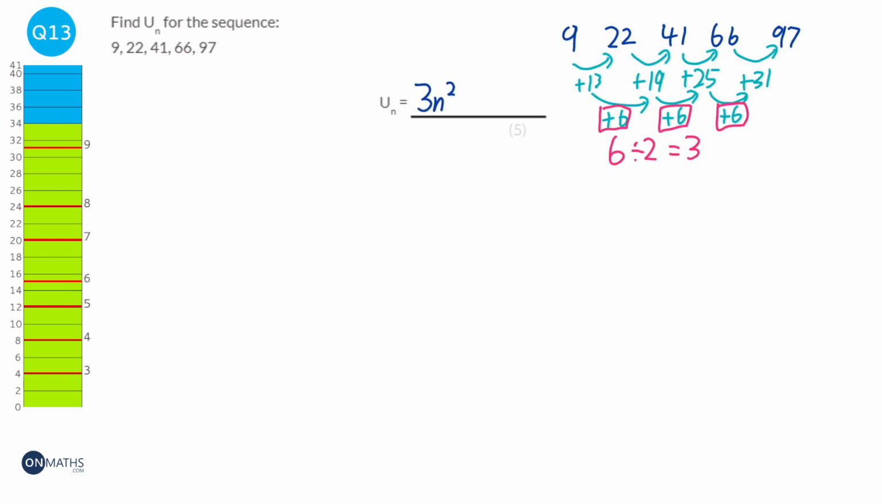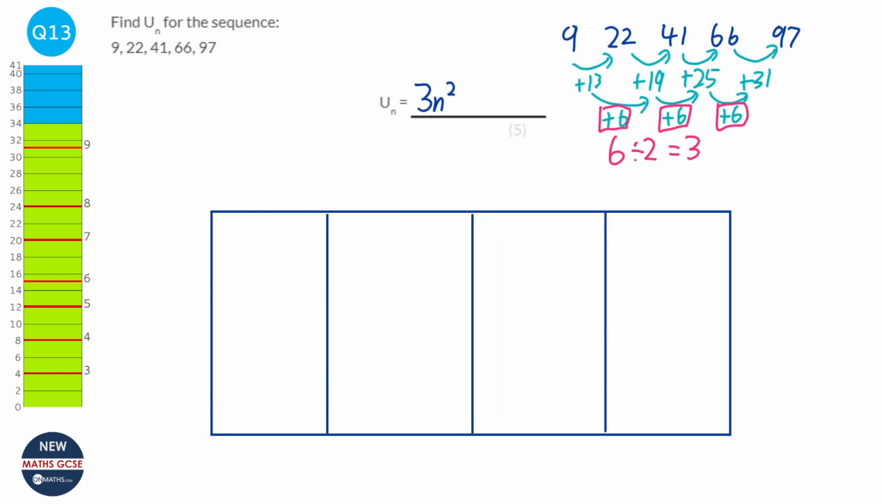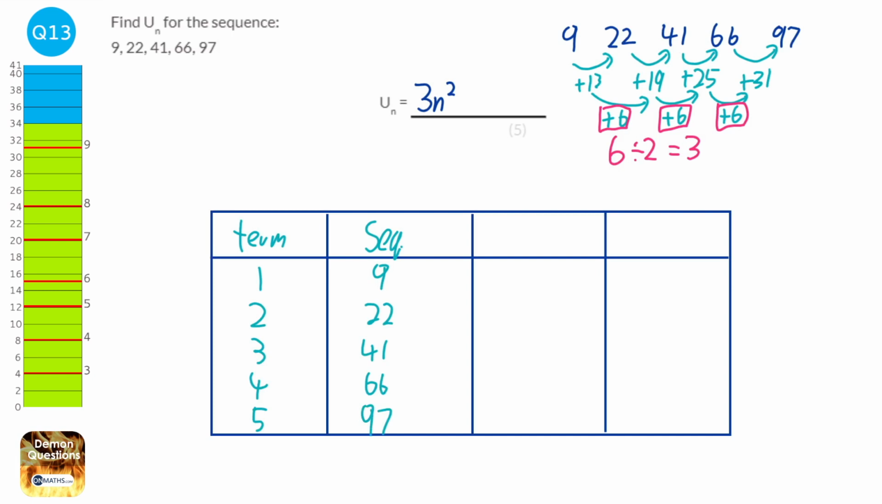So we're going to do a table now to see what the rest of the sequence will be. And we're going to have our term number and our sequence. So term numbers will just be first, second, third, fourth, and fifth. So 1, 2, 3, 4, 5. The sequence is just 9, 22, 41, 66, and 97. Now, we know that 3n squared is part of our sequence. So what we're doing now is just removing the 3n squared bit and see what we have left over.